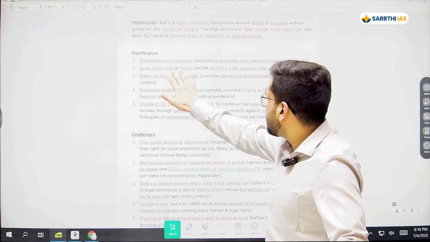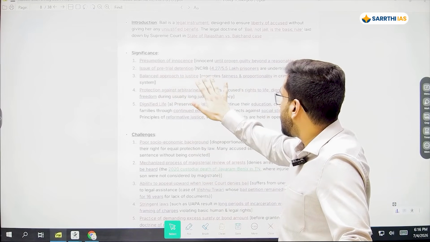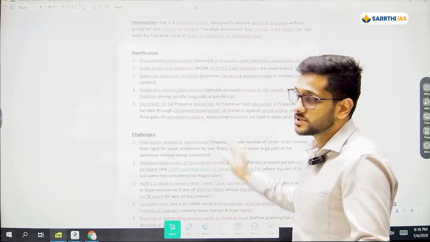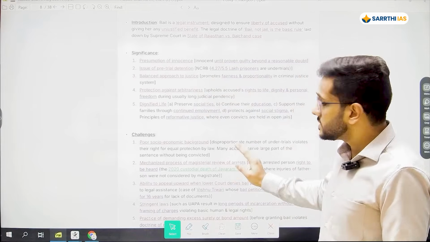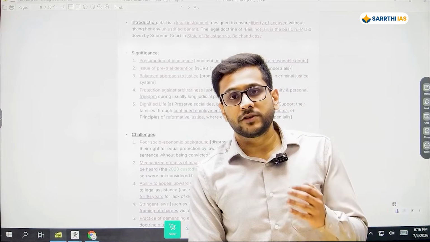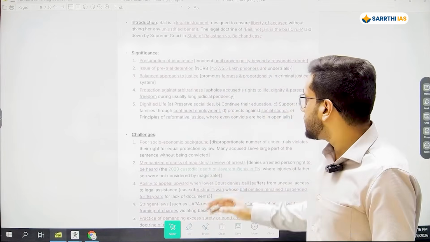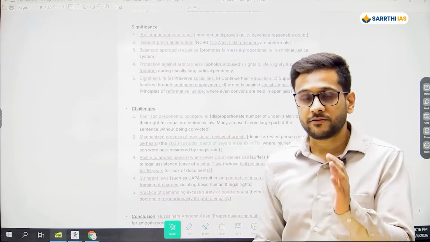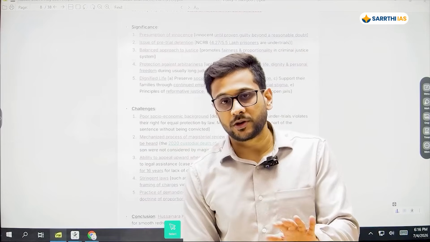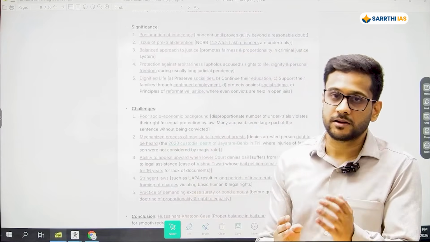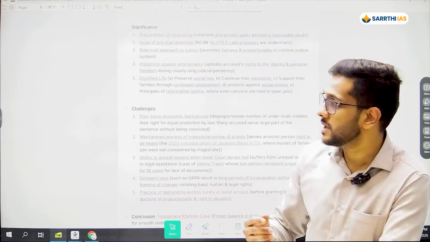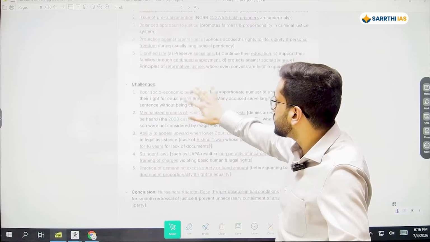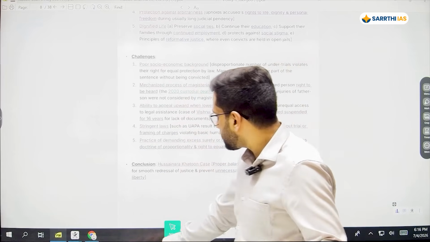Then again, I have mentioned the keyword issue of pre-trial detention, and I have substantiated it with data. So this is my comprehensive note, which I made just after the first reading. In my first reading, I highlighted some of the important things in the concept, and in the second reading, I noted it down in my online notes. So you can see this.